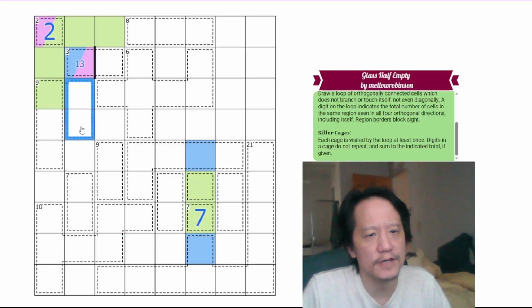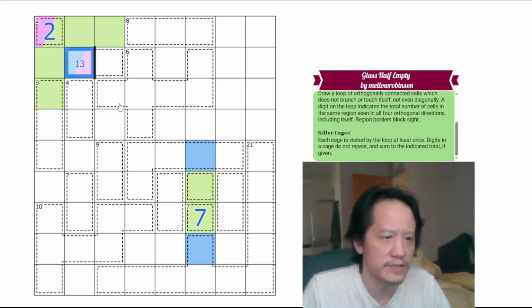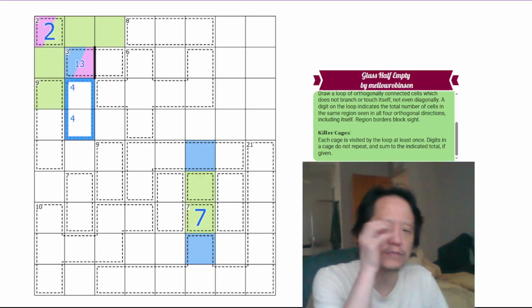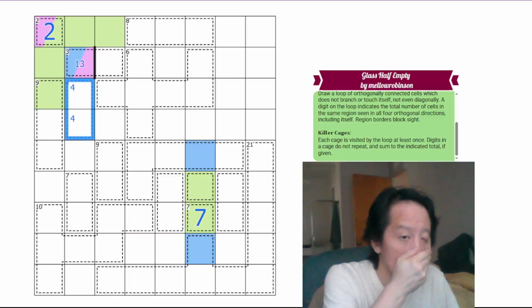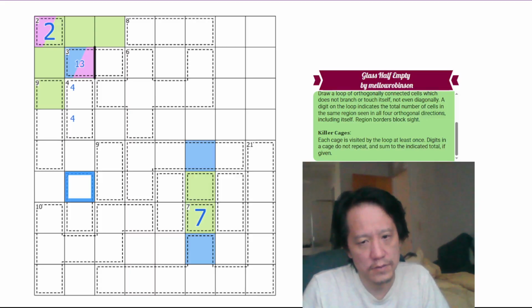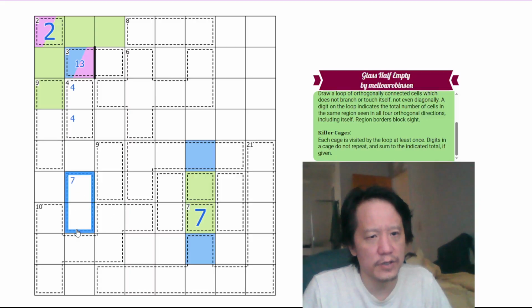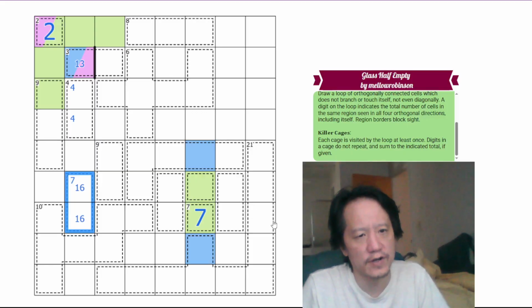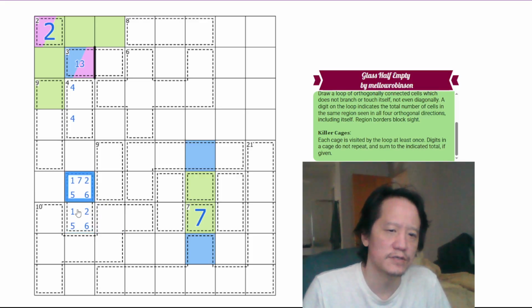Ah, this cannot be a 1-3 pair here. If this is a 1-3 pair, that eliminates all possibilities for that cell. So one of these has to be a 4, and the other one is blank. So we don't know. So this could be a 7 by itself here. Or it could be a 1-6 pair. It cannot be 3-4. So it's 1-6 or 2-5. So those are the possibilities for this cage.